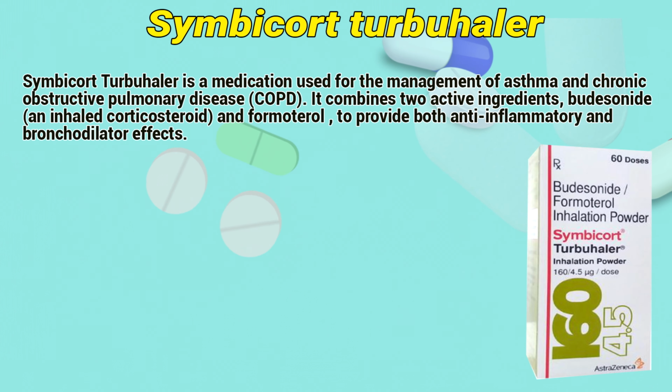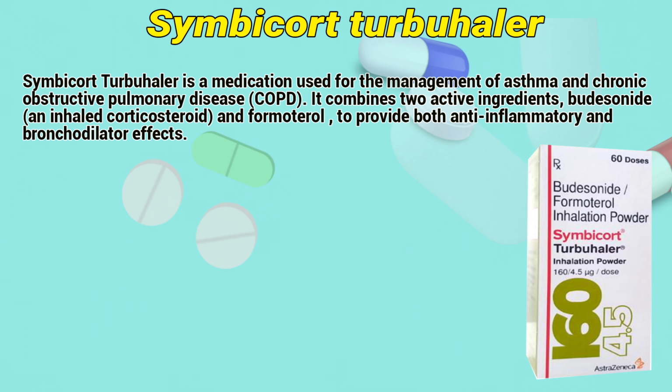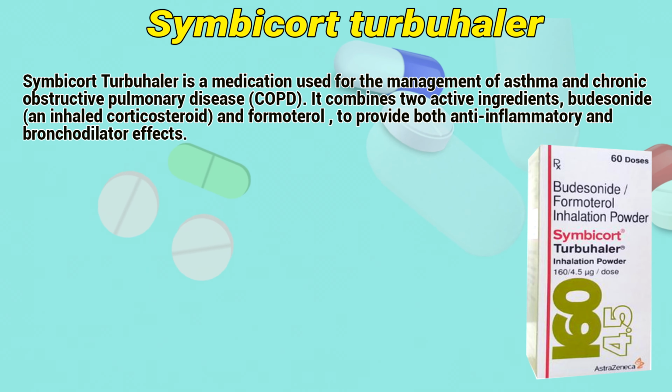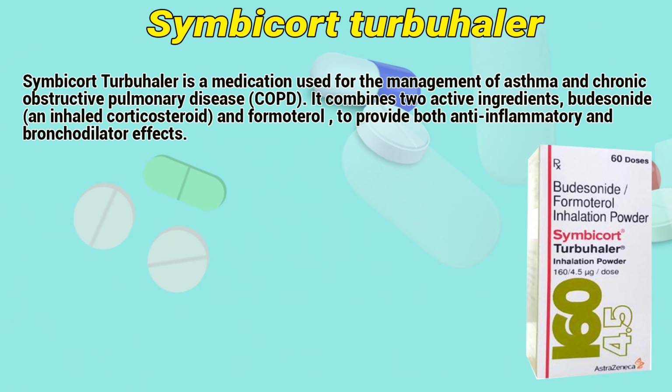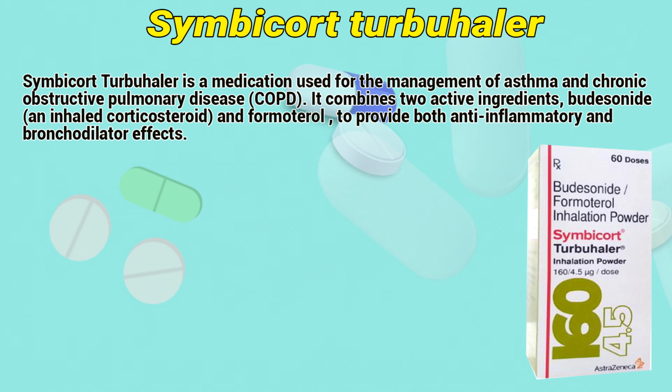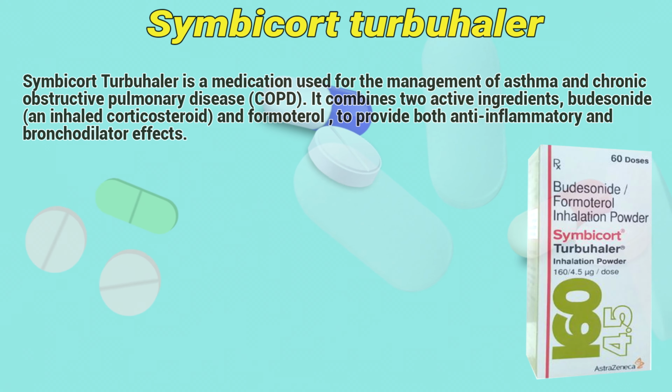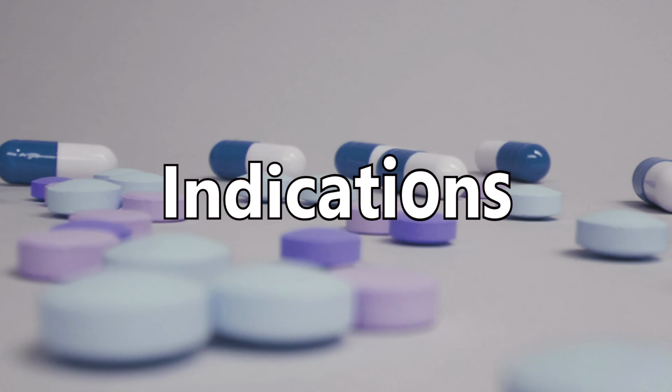Symbicort Turbuhaler is a medication used for the management of asthma and chronic obstructive pulmonary disease. It combines two active ingredients, budesonide, an inhaled corticosteroid, and formoterol, to provide both anti-inflammatory and bronchodilator effects.